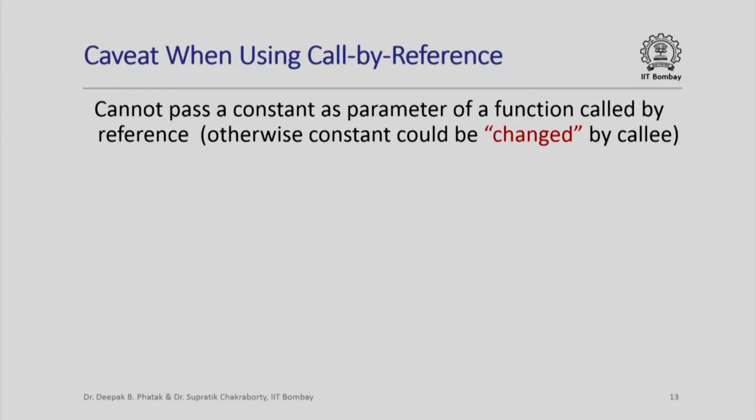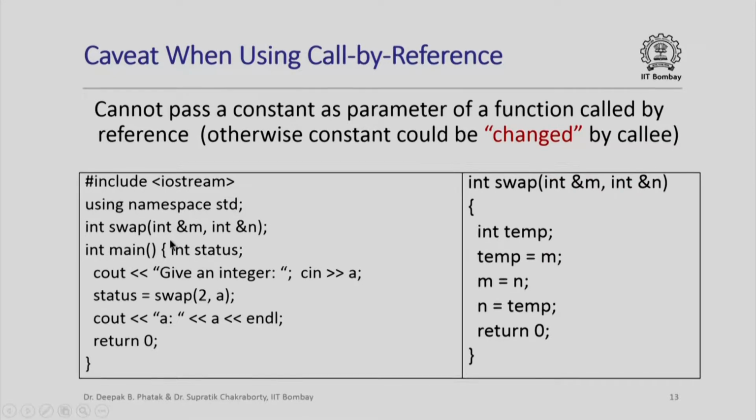For example, you cannot pass a constant as a parameter of a function which is called by reference, otherwise the constant could be, quote unquote, changed by the callee. Here is an example. Here we have the same swap program, but suppose here in the main function I call swap 2 comma a. Now here we know that m would refer to 2 and n would refer to a, but then I cannot possibly assign some value to 2. So 2 is a constant, I cannot possibly change its value, so it does not make sense to swap 2 and a.